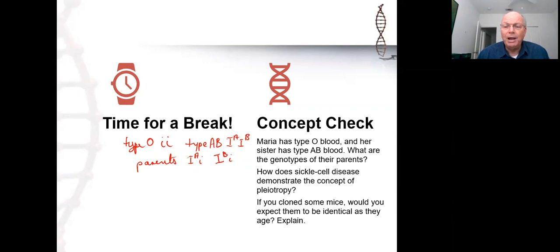If you cloned some mice, would you expect them to be identical as they age? The answer is, of course, no, because even though they all share exactly the same genes, they're going to experience the world a little bit differently. And as we know, epigenetics, the effect of our environment on our genes, changes the expression of those genes. So over time, as they experience the world a little bit differently, they will no longer be identical. It's the identical twin question again.